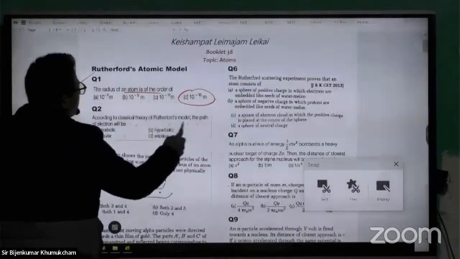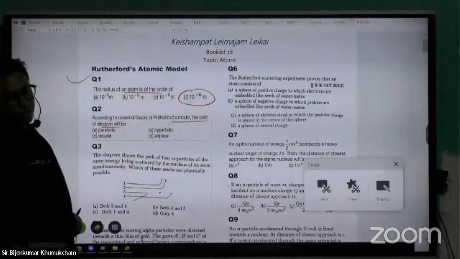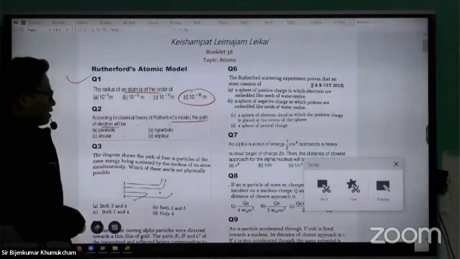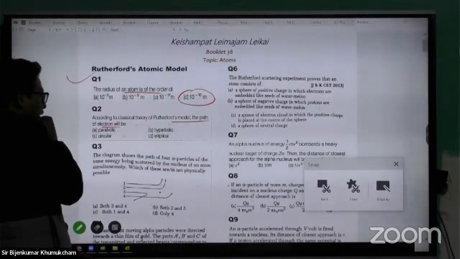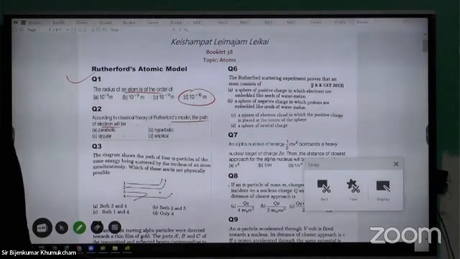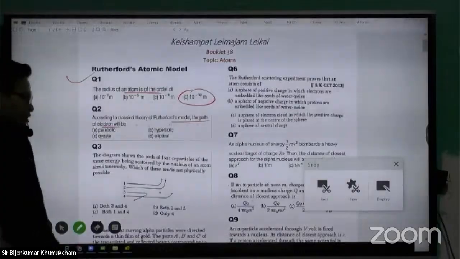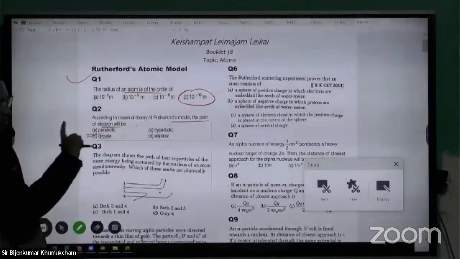According to the classical theory of Rutherford model, the path of the electron will be circular, like a planetary model. The electron moves in a circular orbit. Because a circular orbit means acceleration, it would lose energy.